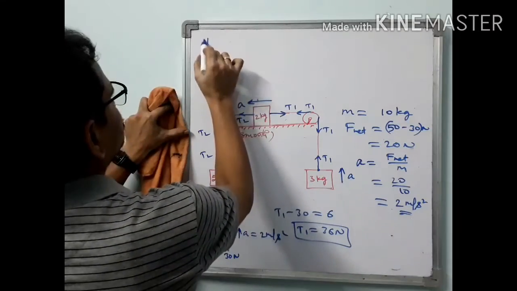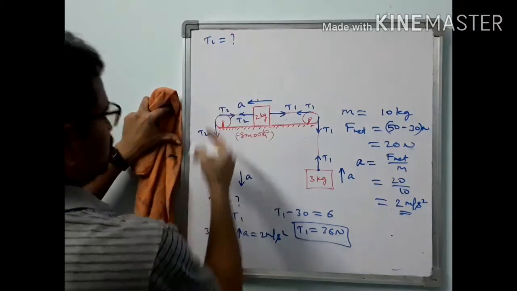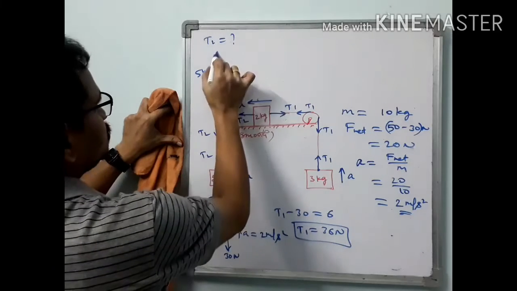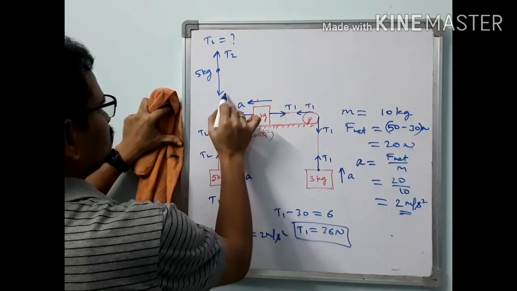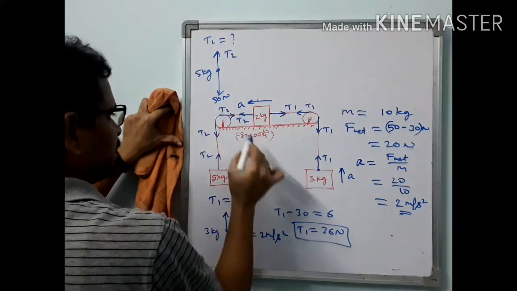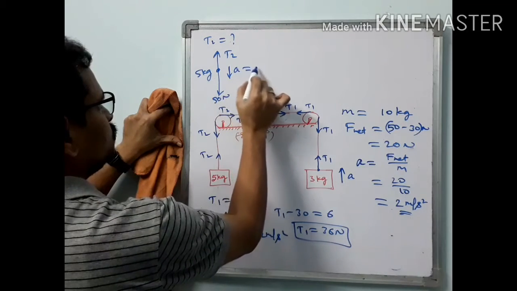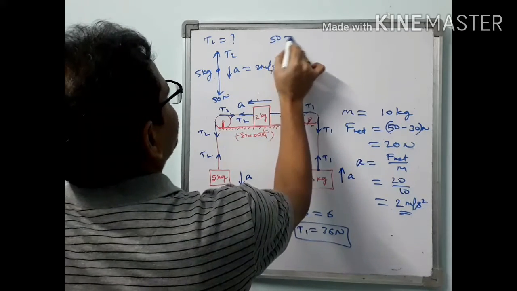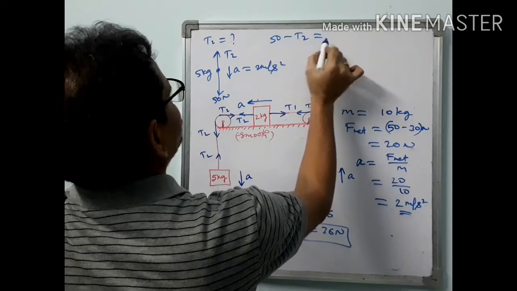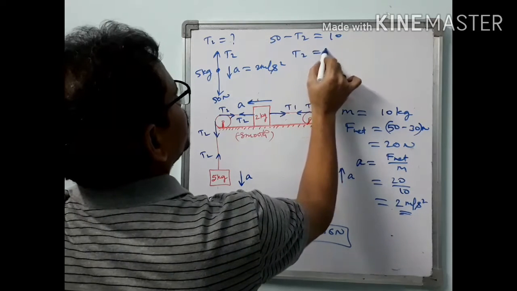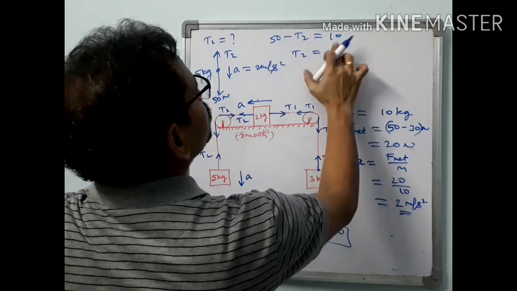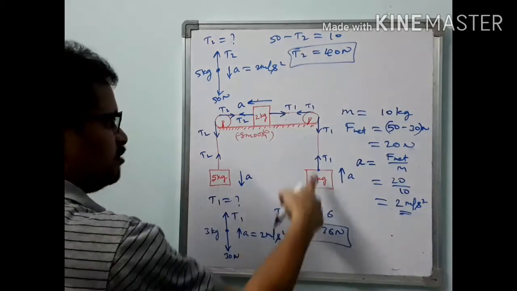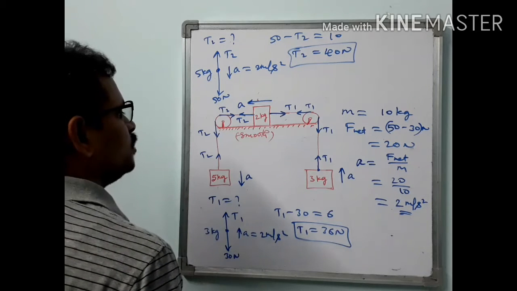What is T2? Take this one, 5 kg block. Upward external force T2, downward gravitational force of 50 newtons acting downwards, and acceleration a equal to 2 meter per second square. So what is the equation here? 50 minus T2 equal to 5 into 2, that is 10, no? Therefore T2 equal to 40 newtons. While T1 equal to 36 newtons, T2 equal to 40 newtons here.